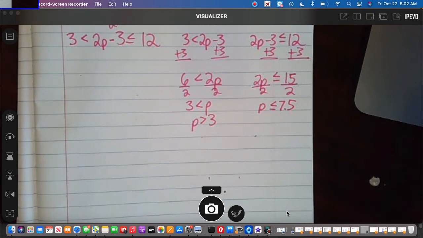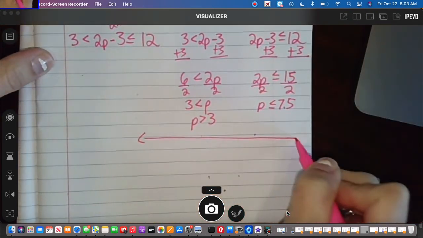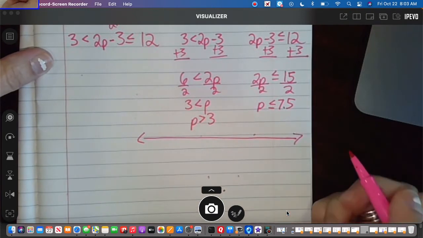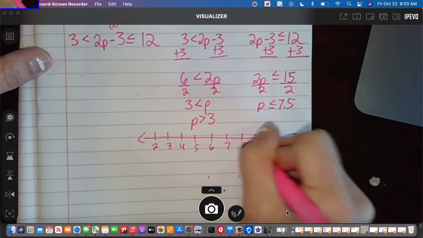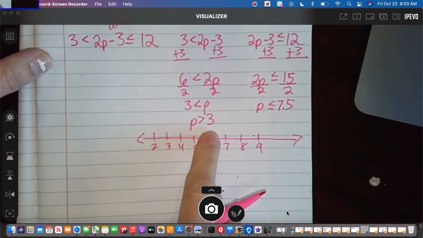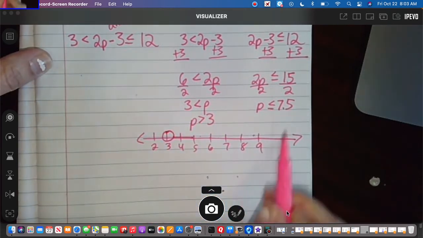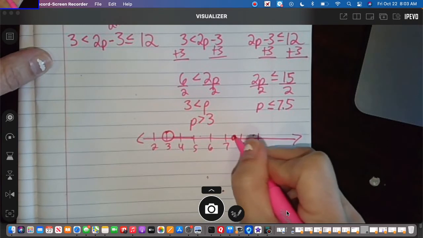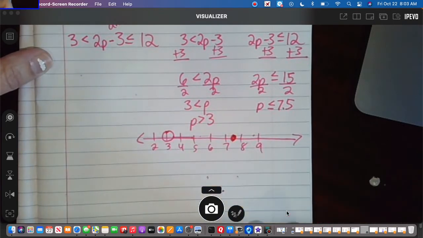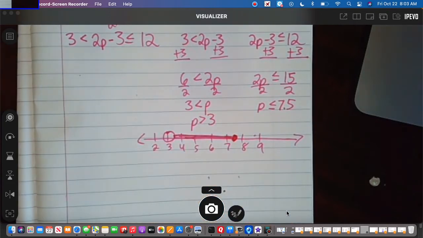A lot of times on your test, you'll have to graph it, or if it's multiple choice, you'll have to pick out what graph it matches. So the two numbers on my number line are 3 and 7.5. I'm just going to write some numbers around those. If I'm greater than 3, what kind of circle is that? Open, and I'm going this way. Less than or equal to 7.5, what kind of circle? Closed, and that's about right here, in between 7 and 8, going that way. Do y'all see how it's everything between there? That's an and.